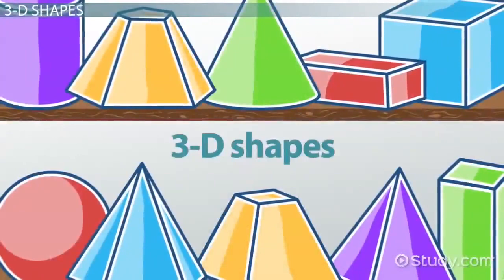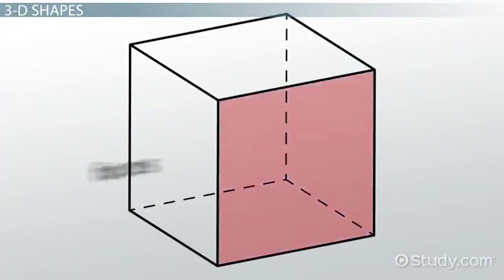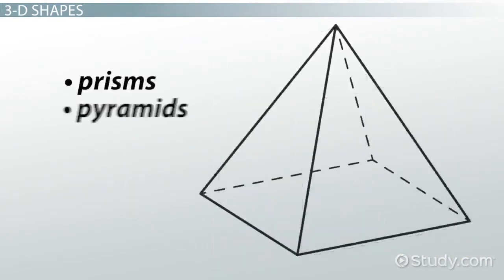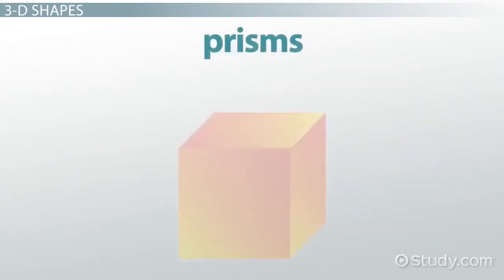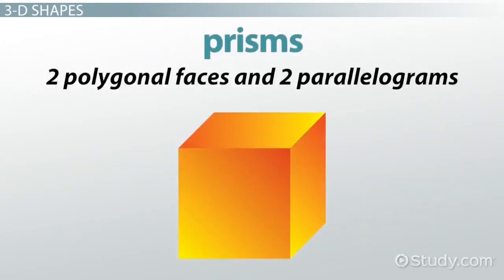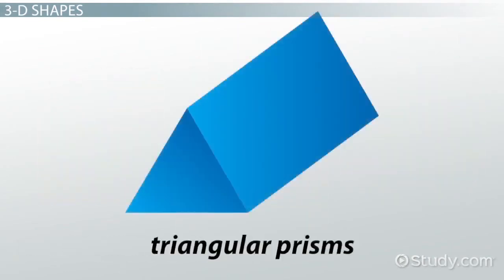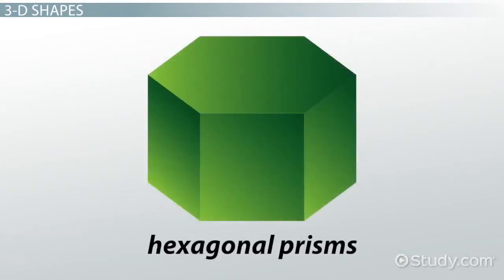Now let's review the properties of 3D shapes. They have height, width, and depth, and faces, vertices, and edges. They include prisms, pyramids, cones, cylinders, and spheres. Prisms have 2 polygonal faces and 2 parallelograms. Types of prisms include triangular prisms, rectangular prisms, cubes, pentagonal prisms, and hexagonal prisms.